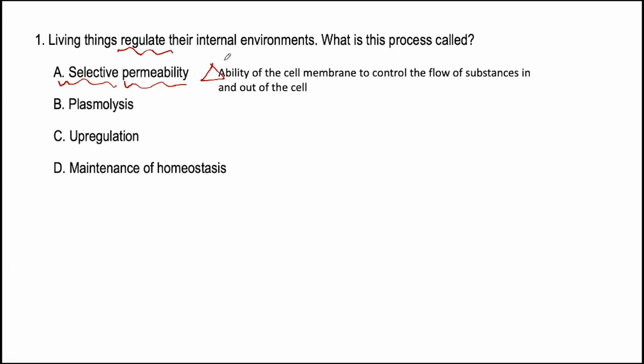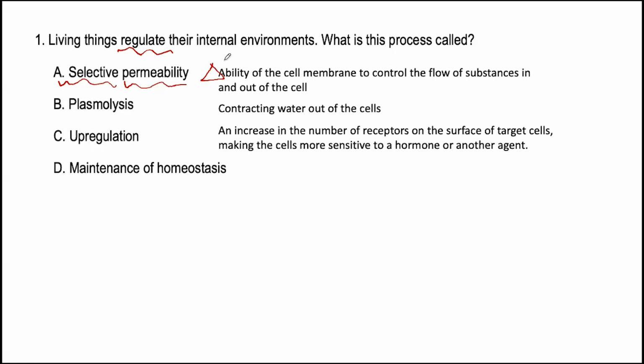Okay, let's just give it a little pause there. B, contracting water out of the cells. So a lot of plant cells use vacuoles to pump water in and out to maintain their pressure or concentration. And C here, an increased number of receptors on the surface of the target cell, making cells more sensitive to hormones or other agents. Okay, and then we have maintenance of homeostasis here.